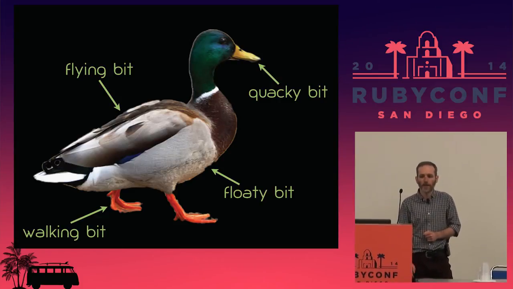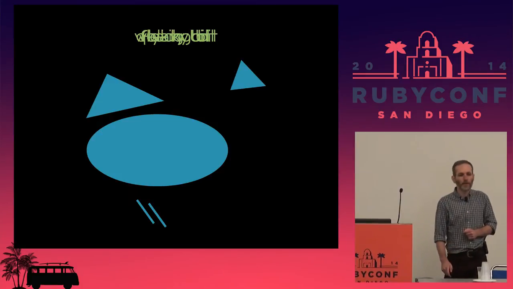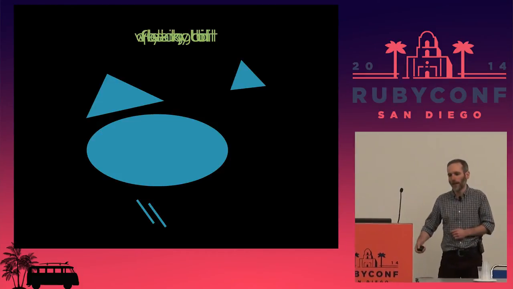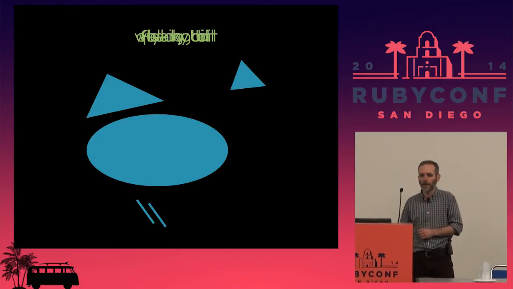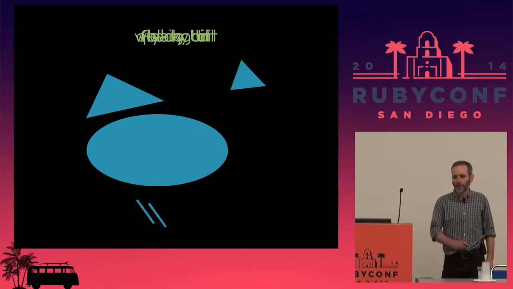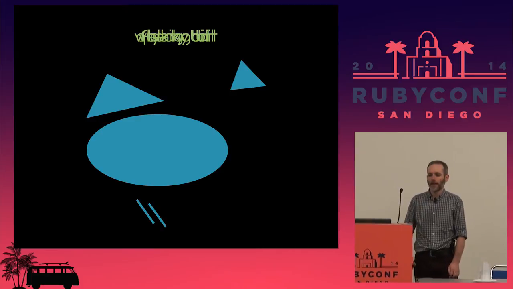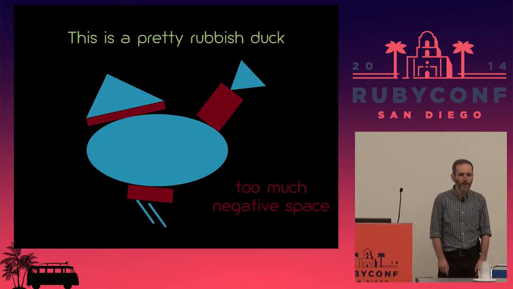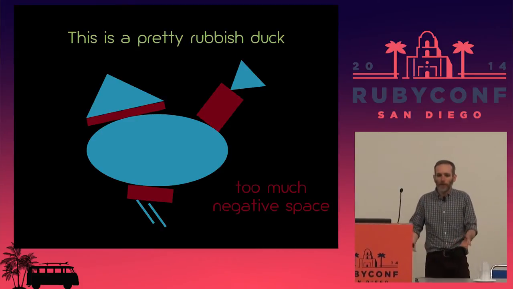So it's good to go. We can start with the quacky bit, which I think looked a little bit like that, and then we had the walking bit, which looked a little bit like that, and then the floating bit, and then finally the flying bit. So this is our duck, and it's a pretty rubbish duck. But it's my first attempt, I mean, we can refine this.